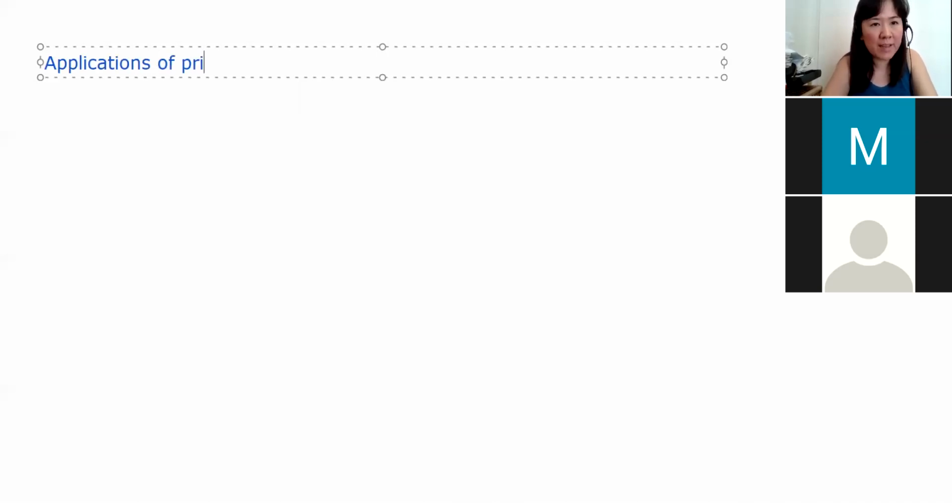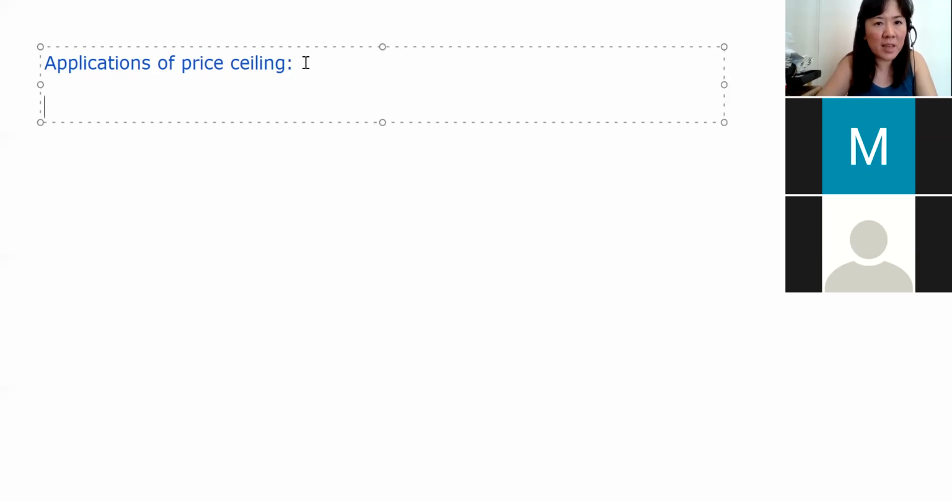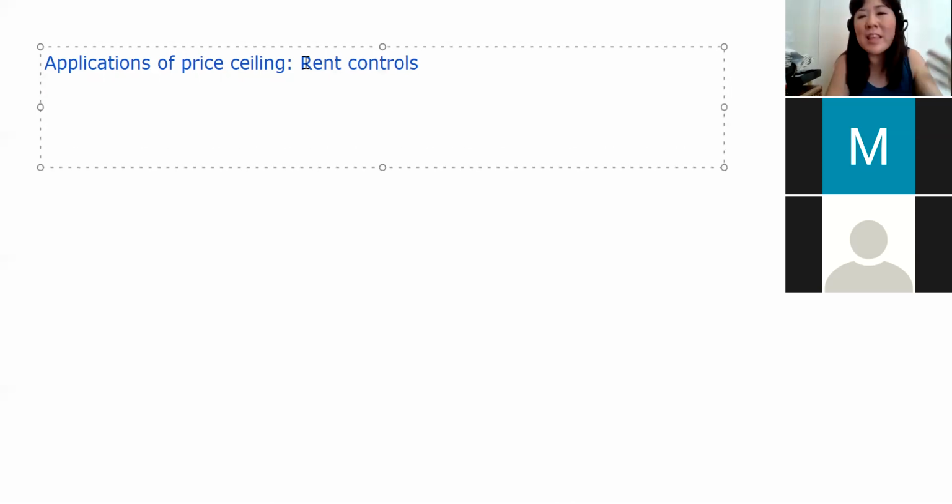Applications of price ceilings. That's where we talk specifically about the case of rent controls. Even in developed countries like the UK, there can be rent controls imposed, where the government ensures that the rent doesn't go beyond a certain level, because the market rental rates are deemed to be too high.